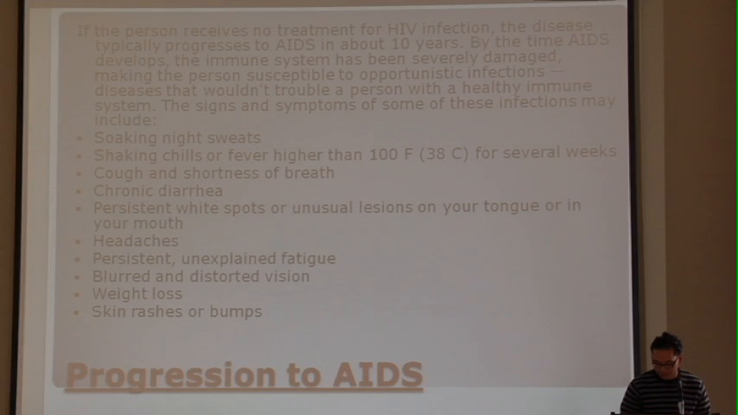The signs and symptoms of some of those infections may include soaking night sweats, shaking chills or fever, cough, shortness of breath, chronic diarrhea, persistent white spots or unusual lesions on your tongue or in your mouth, headaches, persistent unexplained fatigue, blurred and distorted vision, weight loss, and skin rashes or bumps.